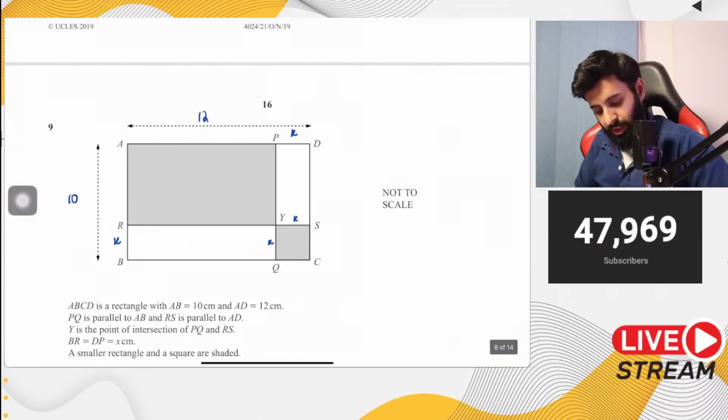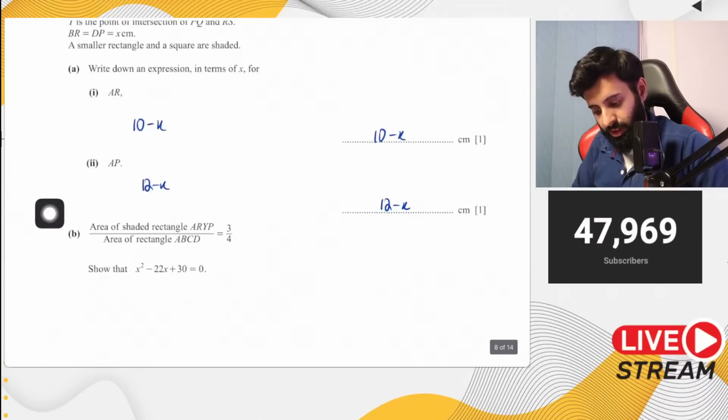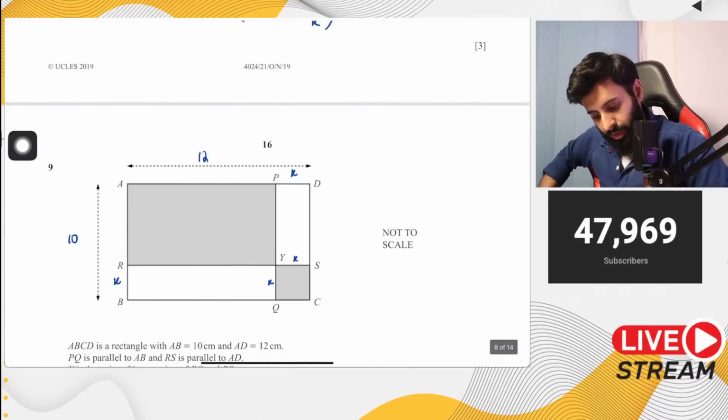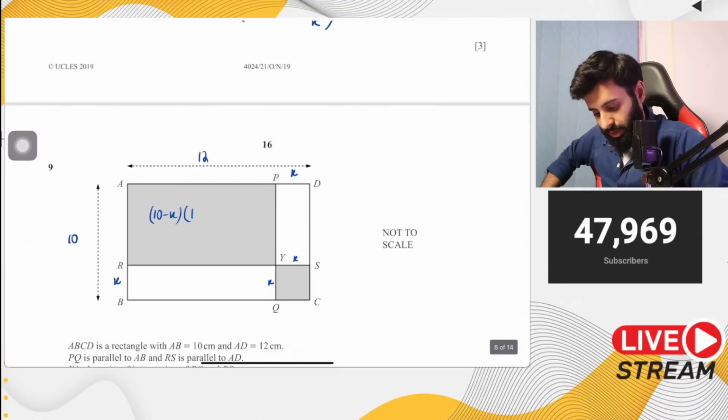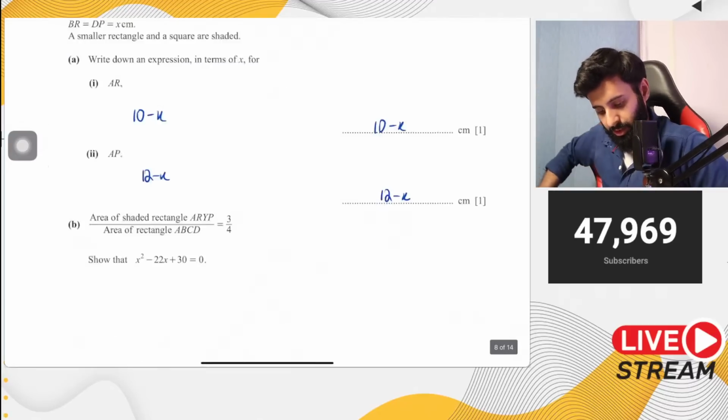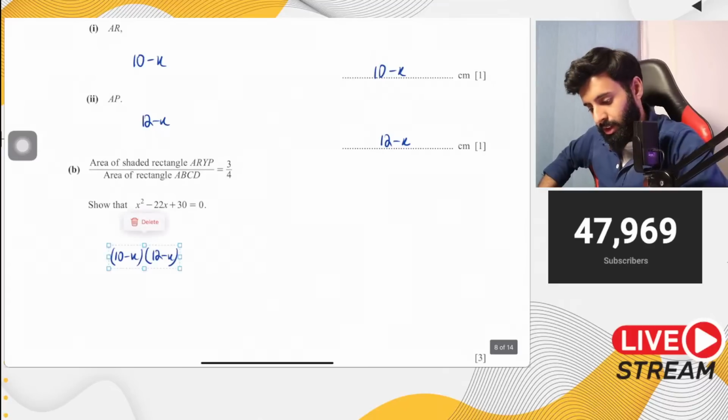Okay, so area of triangle ARP. For that, here's what we're going to do. We're going to do AR into AP, which means we're going to do 10 minus x into 12 minus x. Okay. So, let's copy this and paste it here. Divided by the area of rectangle ABCD.